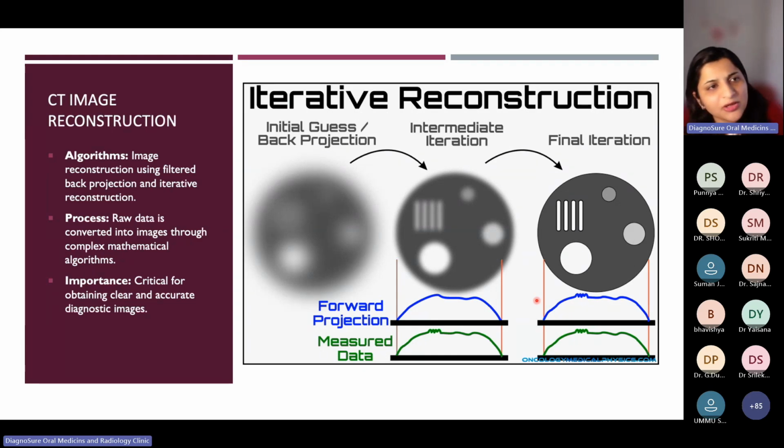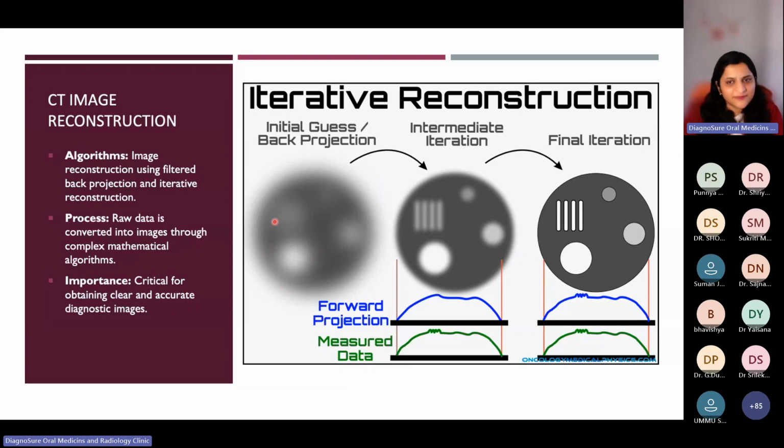Now we talk about how CT images are reconstructed. In simple terms, image reconstruction in CT refers to how raw data from X-ray scans is turned into clear images that radiologists can interpret and come to a diagnosis. CT image reconstruction relies on two main algorithms. The first is filtered back projection and the second is iterative reconstruction.